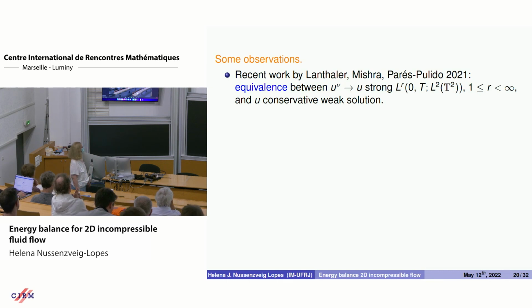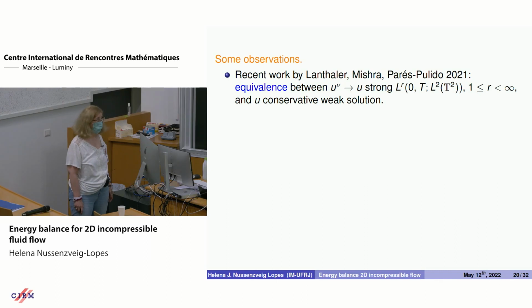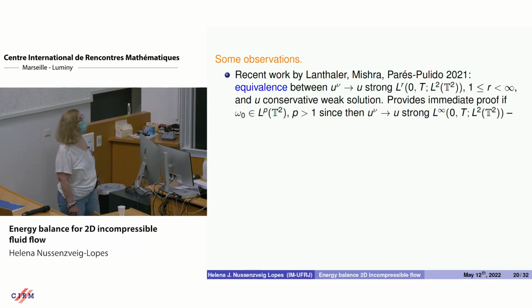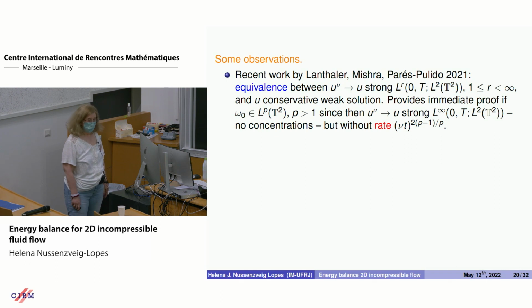Their criterion is given in terms of something they call time-dependent structure functions, time-averaged structure functions. And their condition provides us an immediate proof. So this result now becomes an immediate corollary of their work, but they don't have any rate.